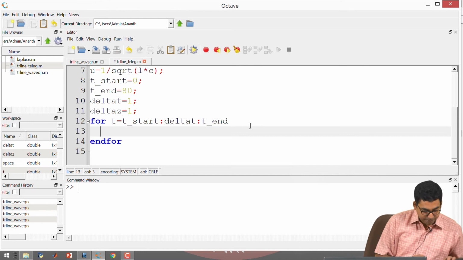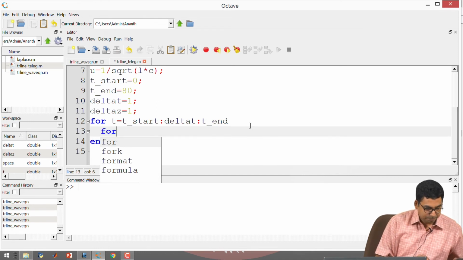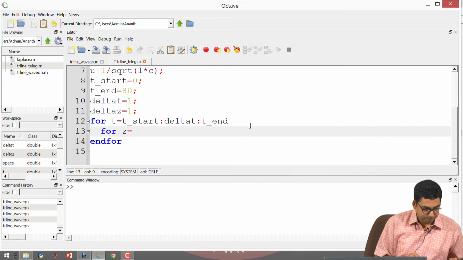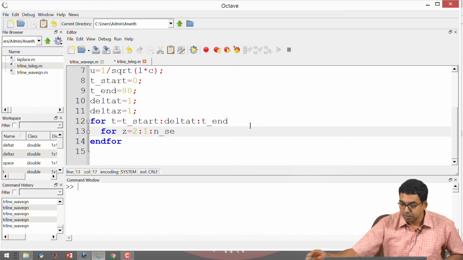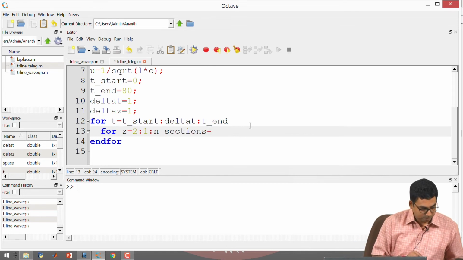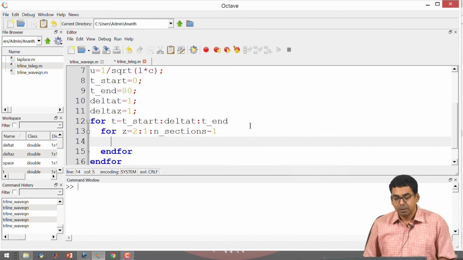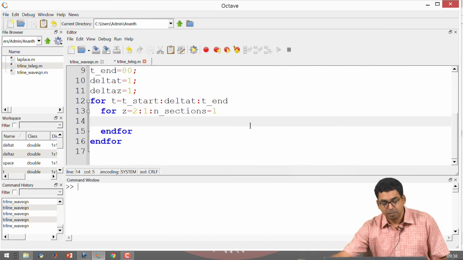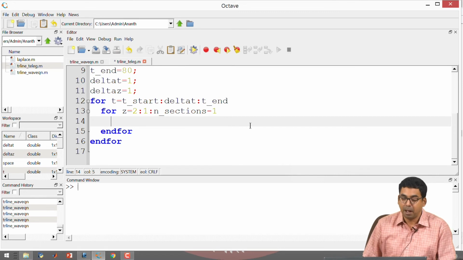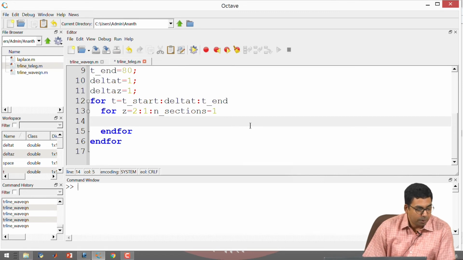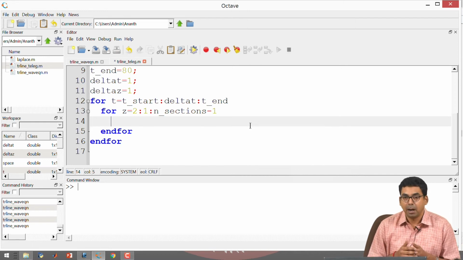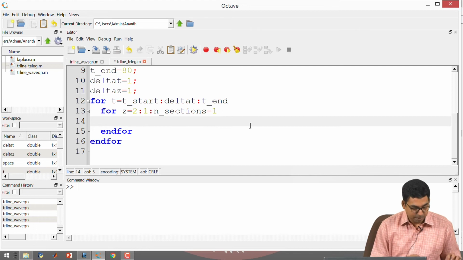And for all points in space. For every instant of time, for all points in the space that I am having, I would like to calculate the values of current and voltage. We wrote down the current equation first in our notes, so we will do the same thing over here.